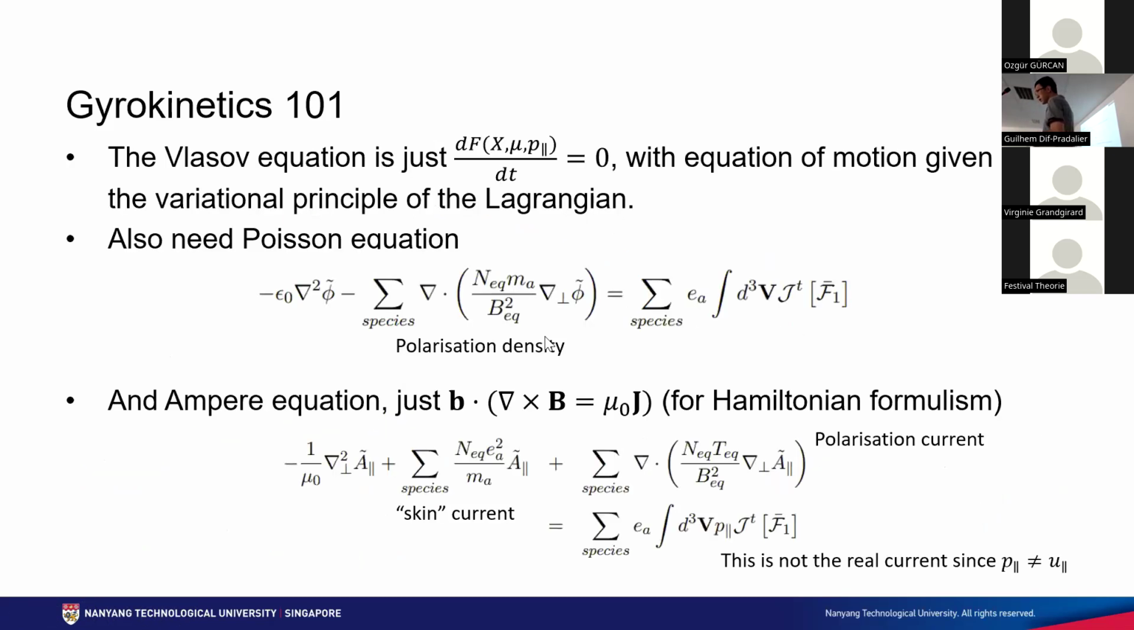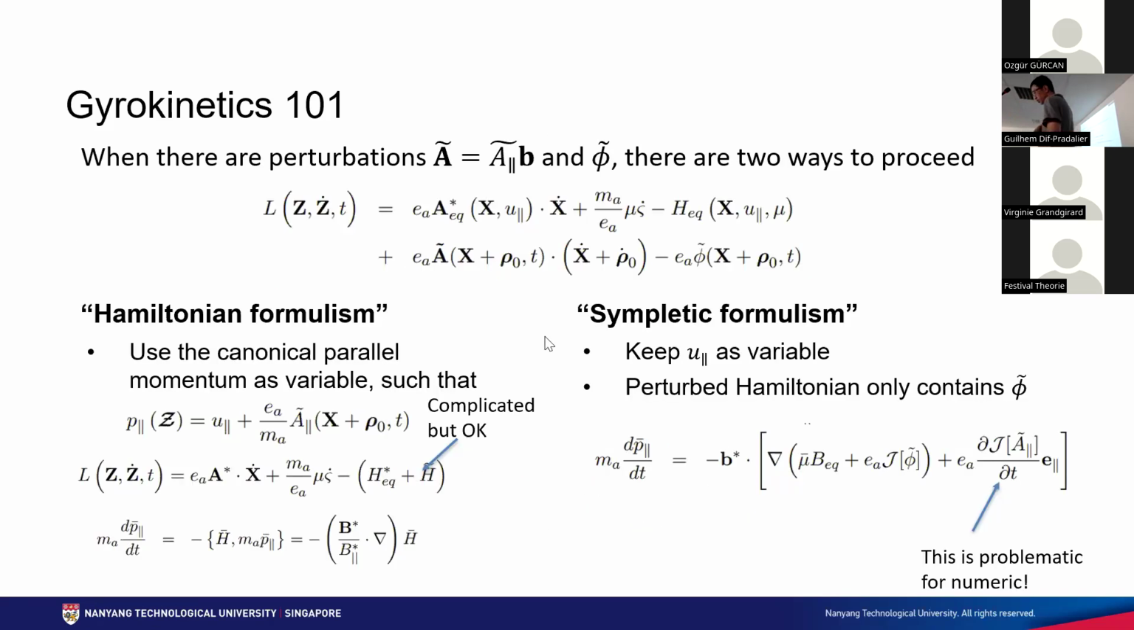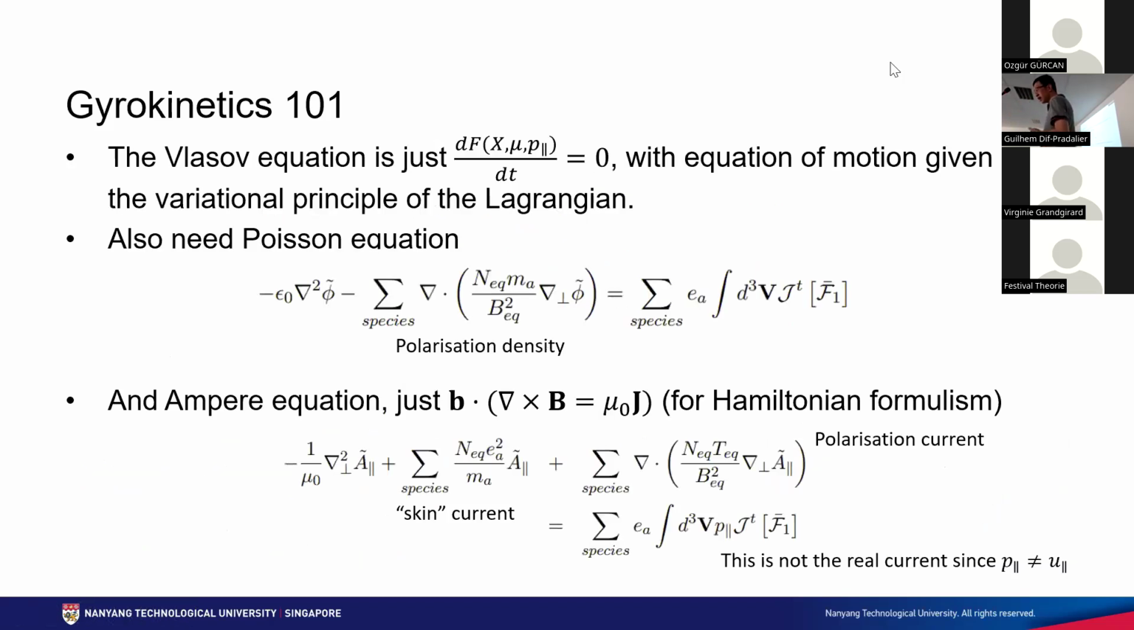However, this will lead to another problem, which is what we call the cancellation problem. Let's suppose that we know the equation of motion, just by taking the variation of the Lagrangian. Suppose this can be done. Then the Vlasov equation would just be df/dt equals 0, f being the distribution function in the variables x, mu, and p parallel. And then you can write a chain rule to expand it in terms of characteristics. So this can be done, right?